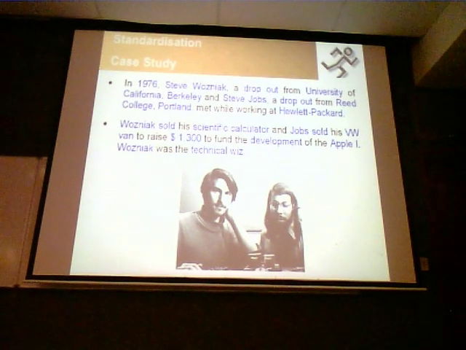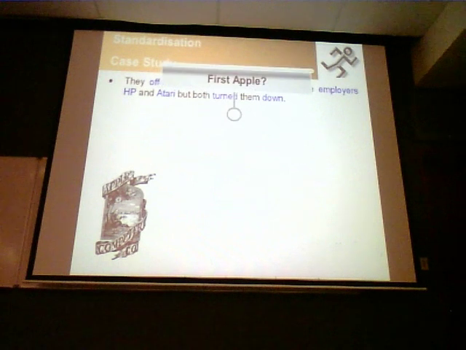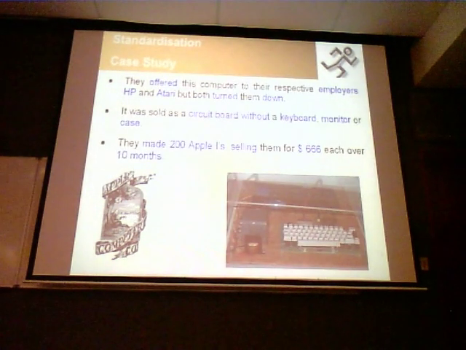Wozniak was a technical whiz. Which one's Wozniak? Doesn't he look like one? Anyway, they got $1,300 together and developed the Apple I. They took it to HP and Atari, who were their employers at the time. Both turned them down. You want to know what it looked like? There it is. That's the Apple I. It didn't actually have a screen, just an integrated circuit board with a keyboard. It didn't have all the other bits and pieces with it. So they got turned down.